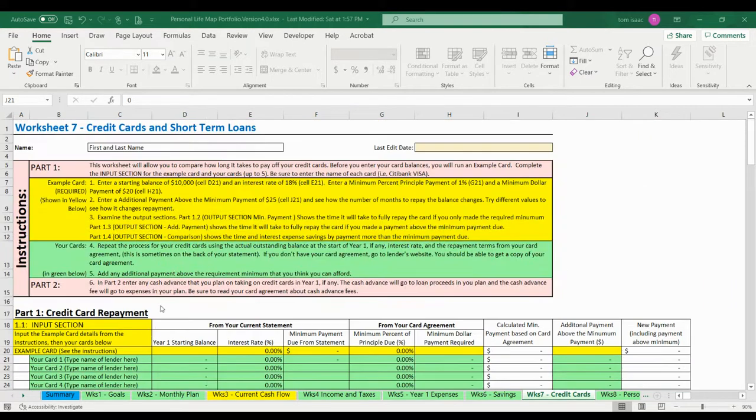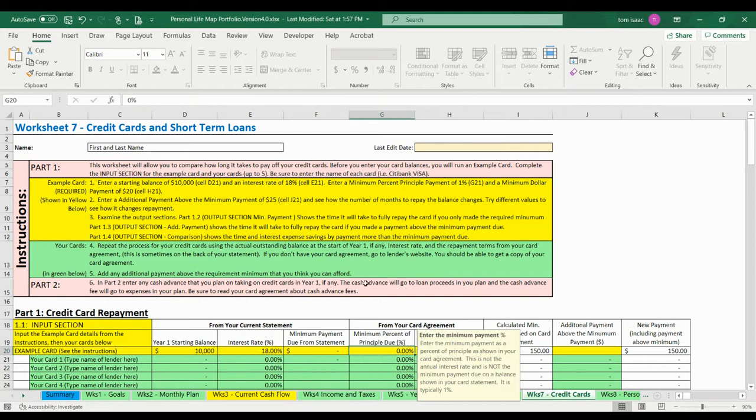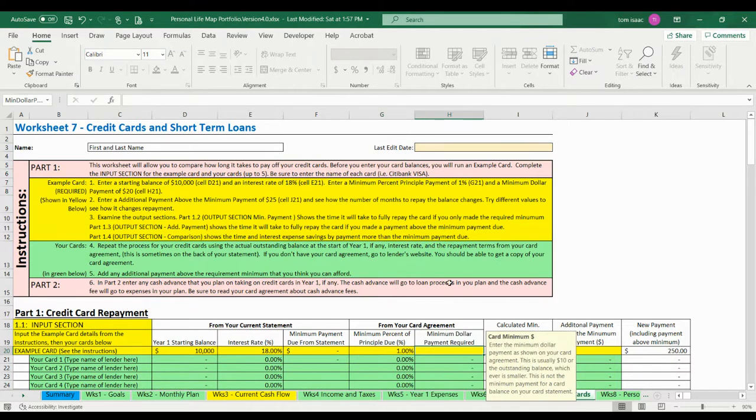So we're going to do the example card. You see up here in the instructions in yellow, you're going to put in the example card. We're going to put an outstanding balance of $10,000, and that's written right here in the instructions. We're going to put in an interest rate typical for credit cards of 18%. In the cell for the minimum percent principal payment, I'm going to put in 1%. And in the minimum dollar required payment, we're going to put in $20.